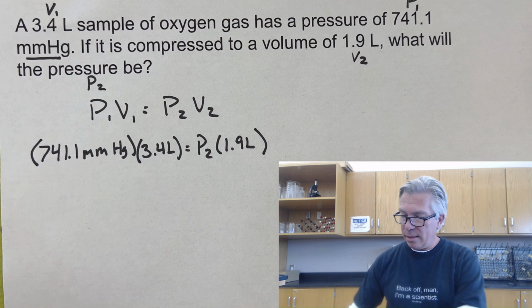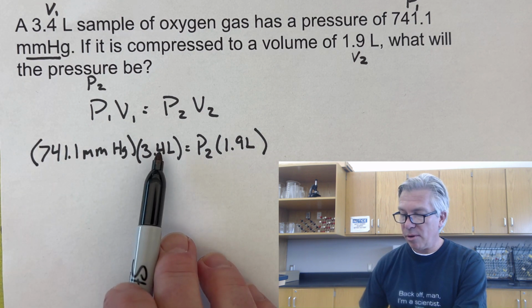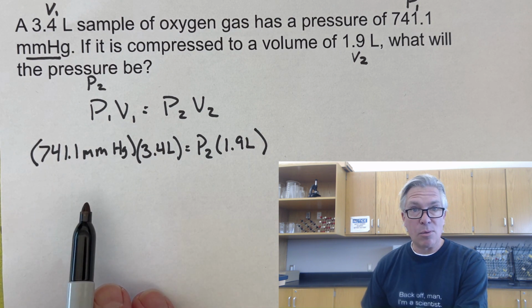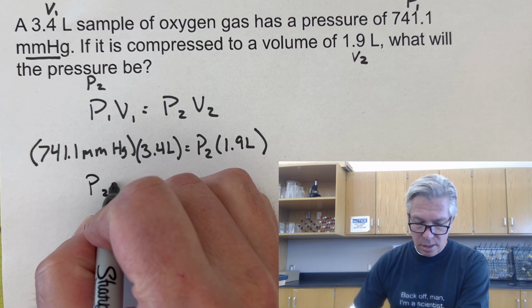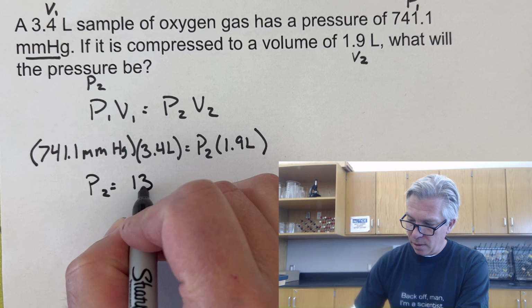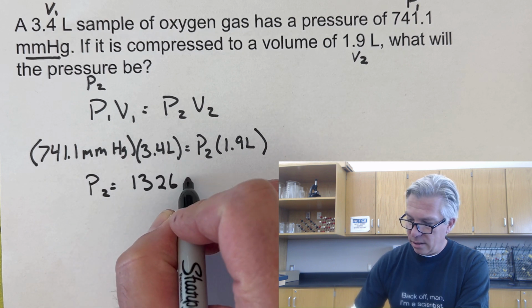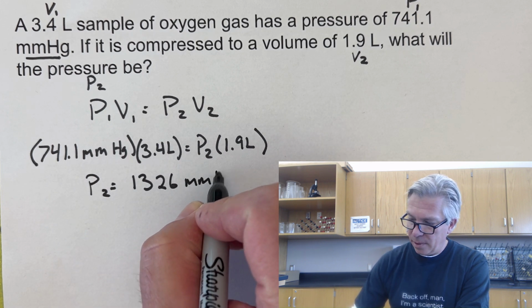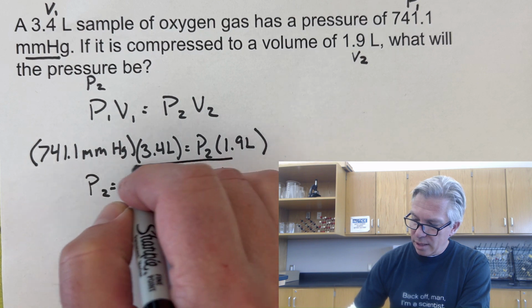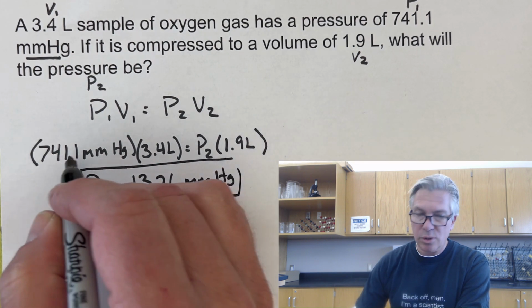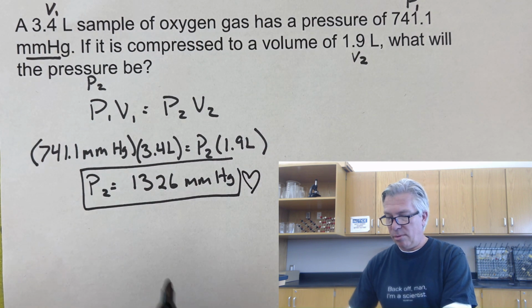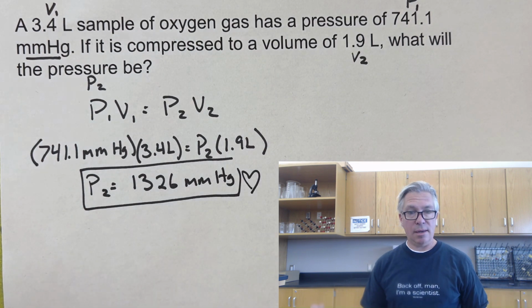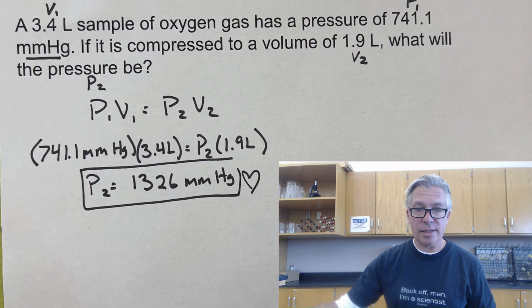And if I go ahead and do this times 3.4 and then divide both sides by 1.9 to get P2 by itself, I get P2 equals 1326 millimeters of mercury. And the exact unit that you're using doesn't matter as long as you match what you're starting with in this case. So that would be my answer. So the volume went down, pressure went up. And that is what Boyle's law tells us.